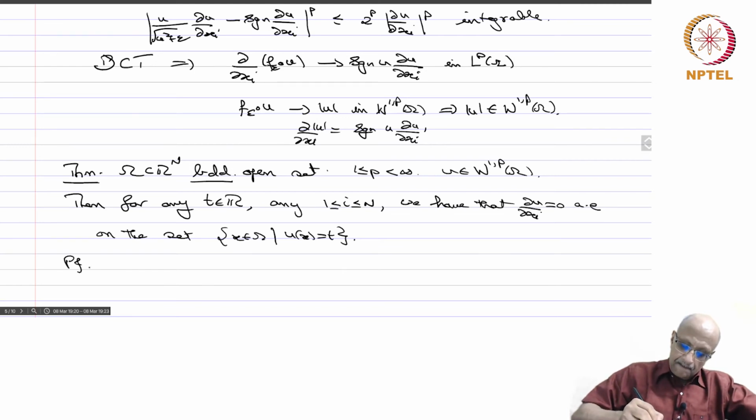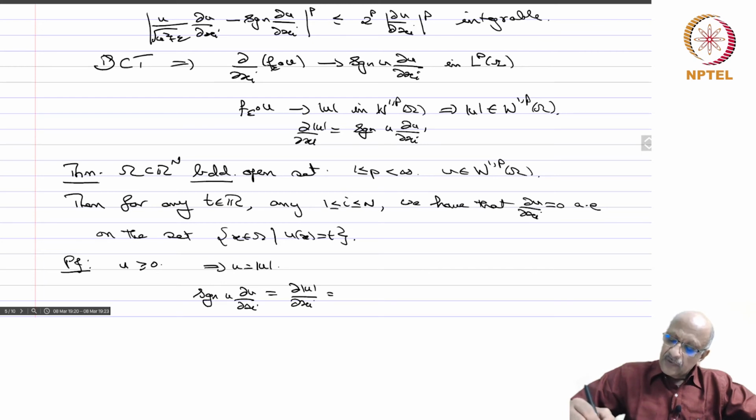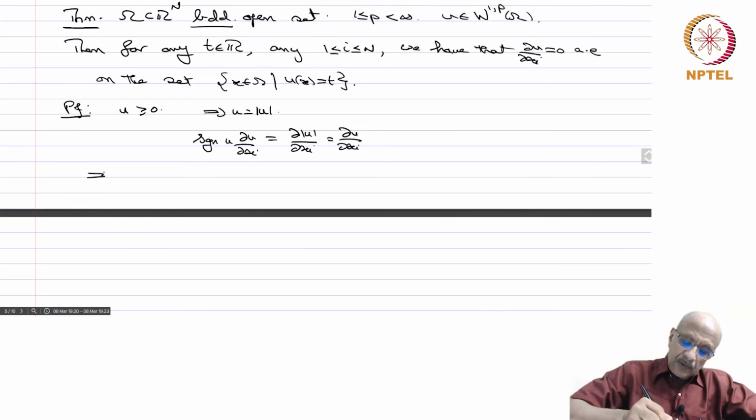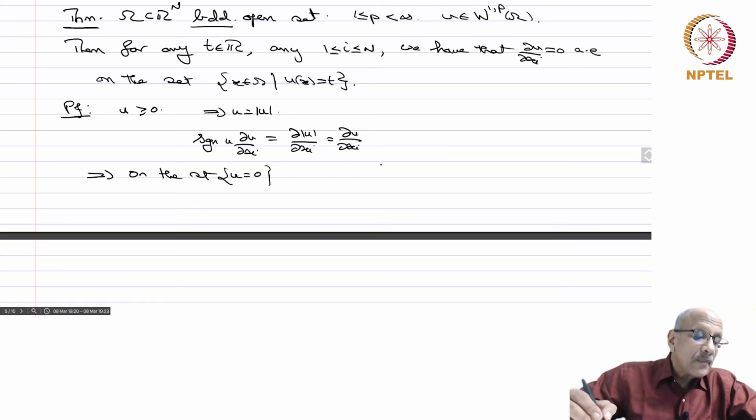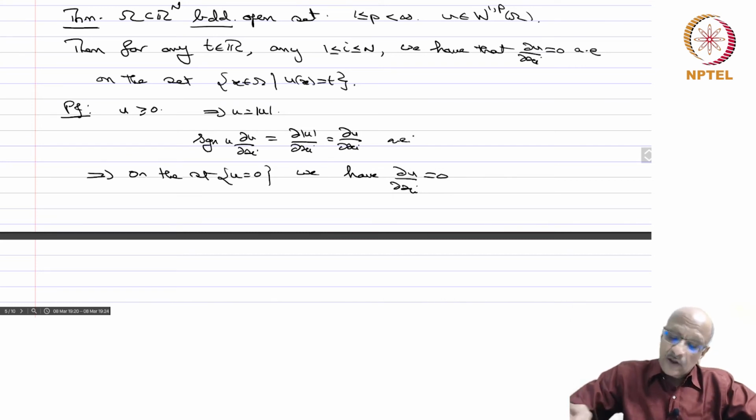So proof. Let us take u greater than or equal to 0, so that this implies that u equals |u|. Okay, so sgn(u) du/dx_i equals d|u|/dx_i, which is equal to du/dx_i. So this implies that on the set u equal to 0, we have du/dx_i equal to 0. When I say this is equal to this, these are of course L^p functions, so they are all equal almost everywhere.